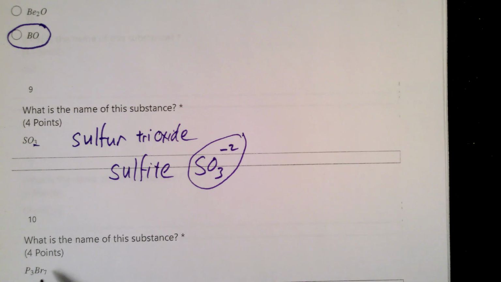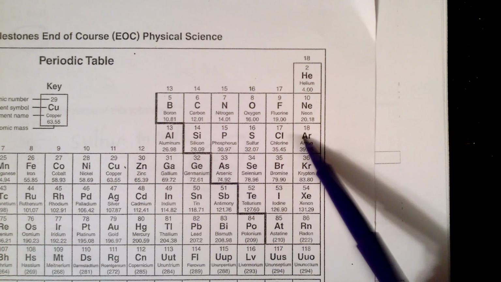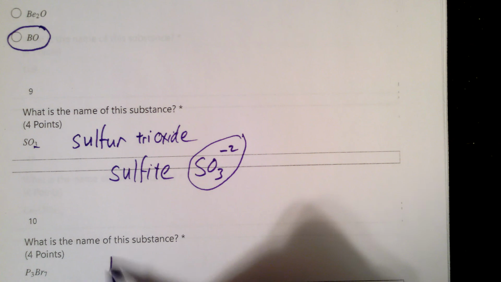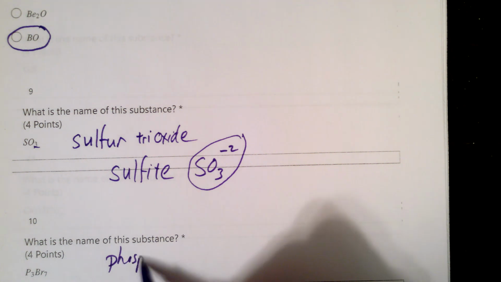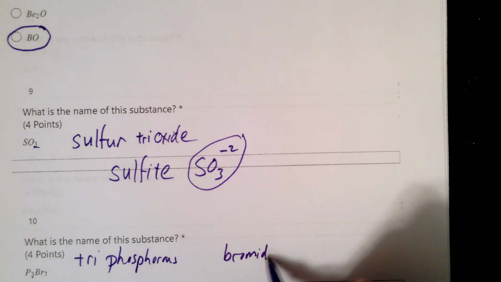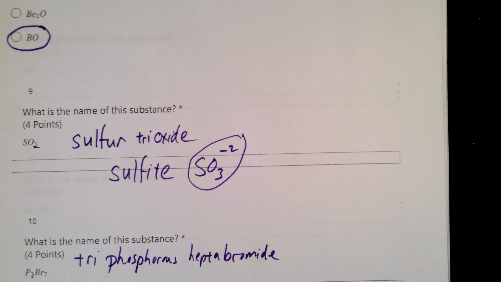The name of this substance, well, it's another case where we've got phosphorus over here and we've got bromine over here. We've got two non-metals on this side of the stair step that are sharing electrons. We have to use the prefixes. Well, the first thing is phosphorus. How many are there? There are 3. We've got to say triphosphorus. The bromide for bromine, how many? There are 7. The prefix for 7 is hepta. So this is triphosphorus heptabromide.